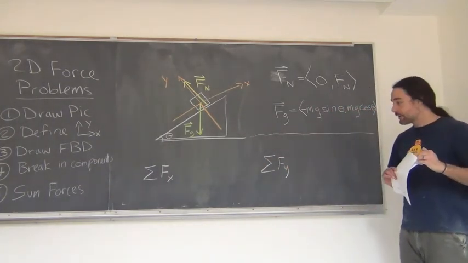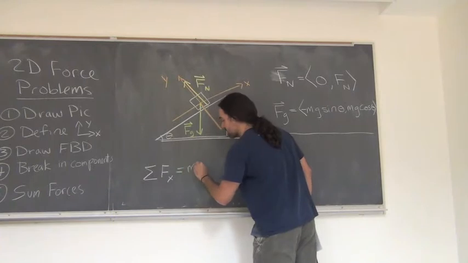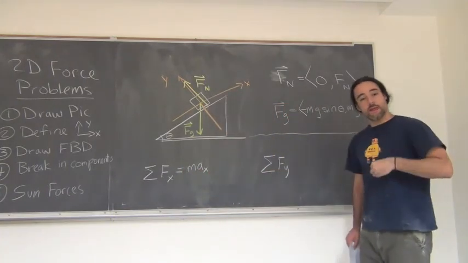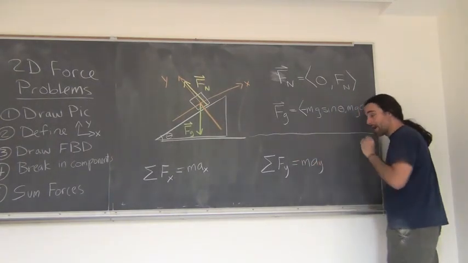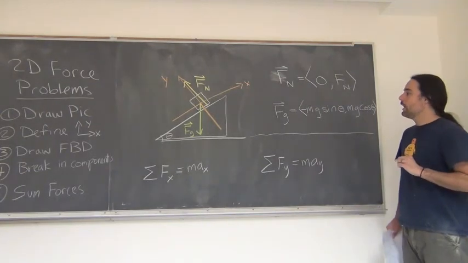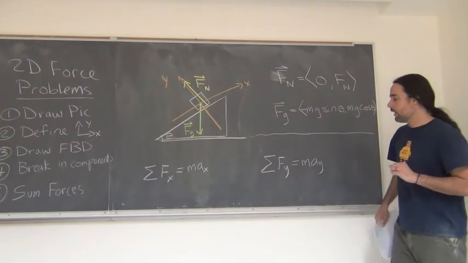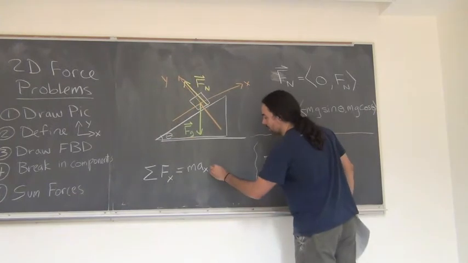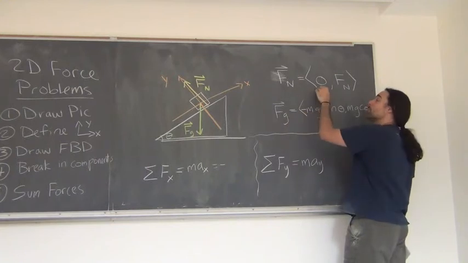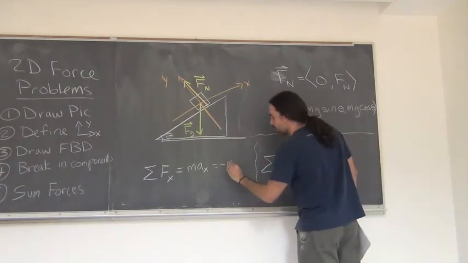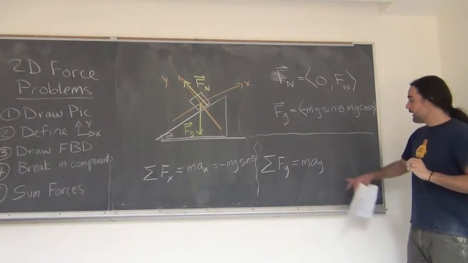When I sum up the forces in the x direction, I am going to get the mass times the acceleration in the x direction. And when I sum up the forces in the y direction, I'm going to get the mass times the acceleration in the y direction. Well, we can do that pretty easily. I'm just going to add up the x forces. That just equals negative mg sine theta from the force of gravity, but nothing from the normal force. That'll be negative mg sine theta.